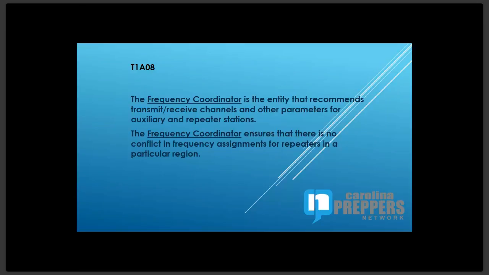So the frequency coordinator recommends the channels and tones and offsets for auxiliary and repeater stations. They also resolve any conflict in assignments for repeaters in a particular region. So if two repeaters, for whatever reason, are conflicting with each other and interfering, where you're hearing transmissions bleeding over into another repeater, they would go to the frequency coordinator to get that resolved.